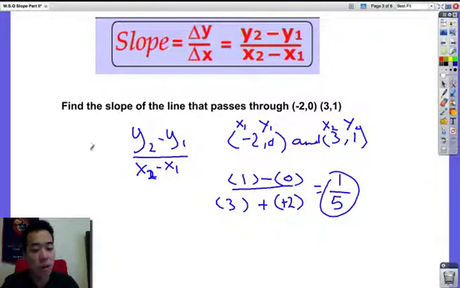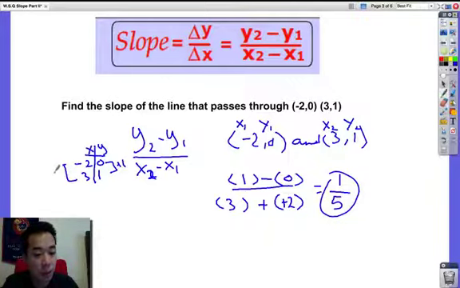Just to demonstrate, you can also check your work without using the slope formula. I'm going to check my work using a t-table. x, y, put in my first ordered pair they gave me, -2, 0. Then 3, 1. How do I get from 0 to 1? That's plus 1. How do I get from negative 2 to positive 3? Negative 2 to 0 is plus 2, 0 to 3 is plus 3, so that's a plus 5. It's still 1/5.